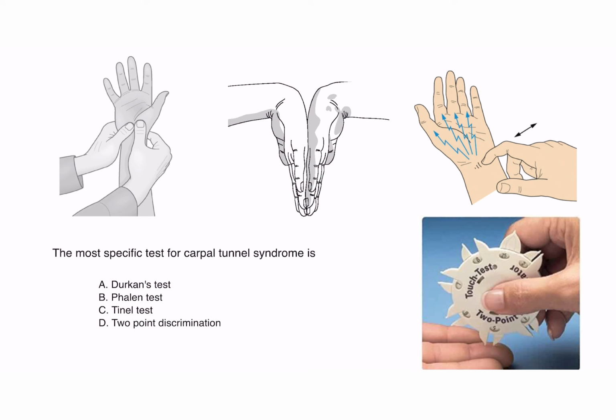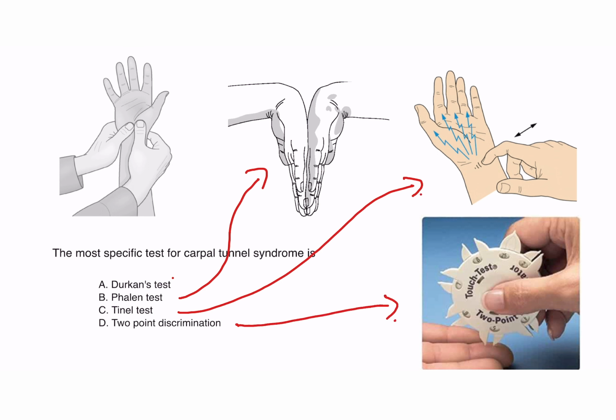And what is the most specific test for carpal tunnel syndrome? So this is Phalen test, and that is Tinel sign and two-point discrimination. This is the apparatus to assess two-point discrimination. But among these, which is the most specific test? Durkan test. Durkan test is the most specific test. What is Durkan test? Just compression over the carpal tunnel for some time can cause pain and tingling sensation in the median nerve distribution of the hand. That is what is called the Durkan test, and that is the most specific test.